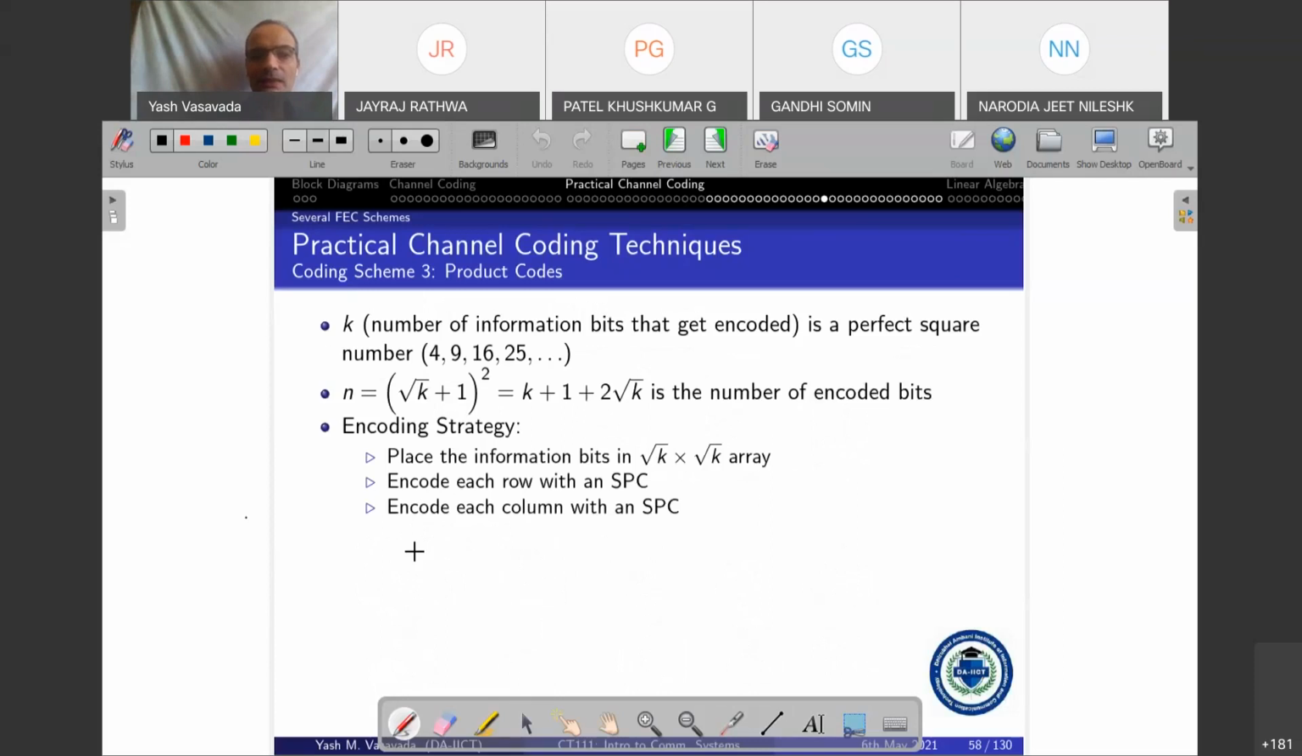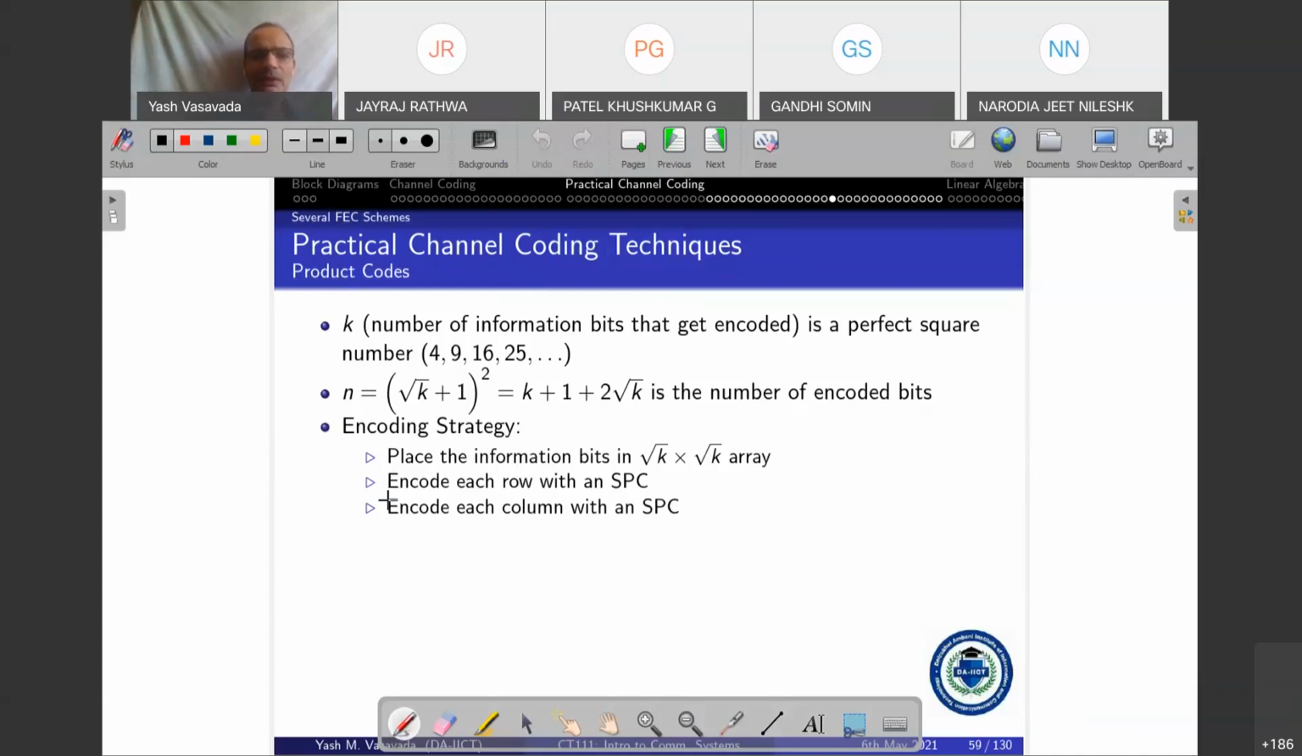So the whole idea is that we'll consider the case of k equal to 4, and when k is 4, n is going to be 9. If you plug k equal to 4 into this formula, you will see that n will be 9. So we are going to take an example of a rate 4/9 product code, and we are going to see it in a diagrammatic way.